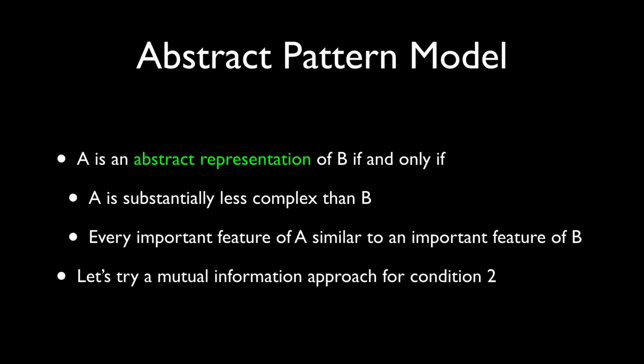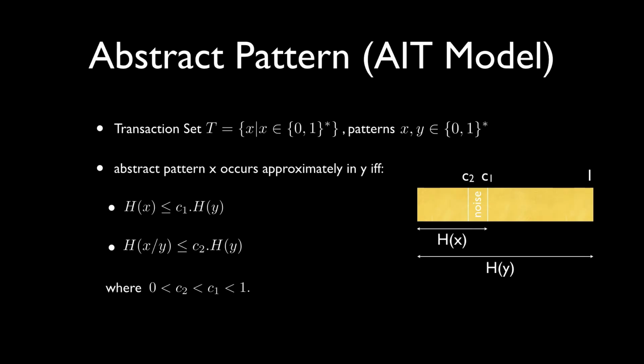Here's an abstract pattern model to make sense of approximate pattern matching. A is an abstract representation of B if and only if A is substantially less complex than B, as we're losing some information, and every important feature of A is similar to an important feature of B. We can try a mutual information approach for formalizing condition 2. Here's an attempt at an abstract pattern model using AIT, which is supposed to work with our bitstring generalization of frequent item set mining.